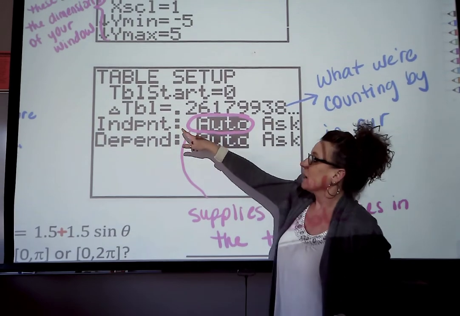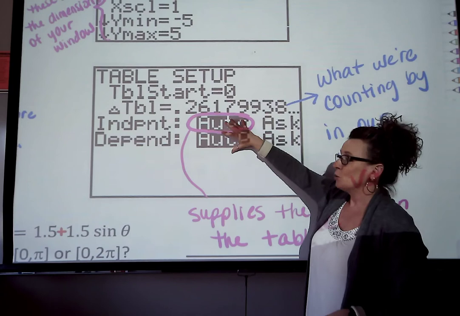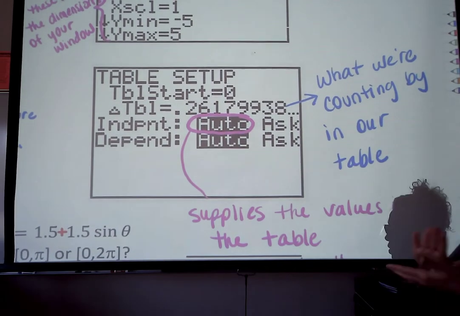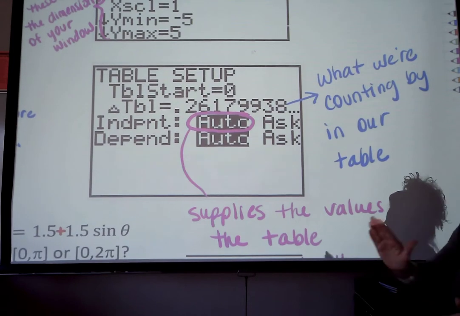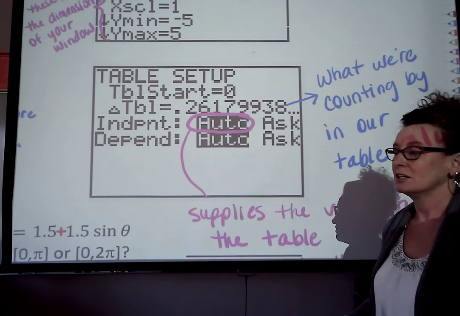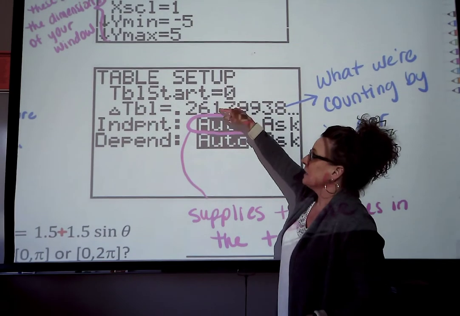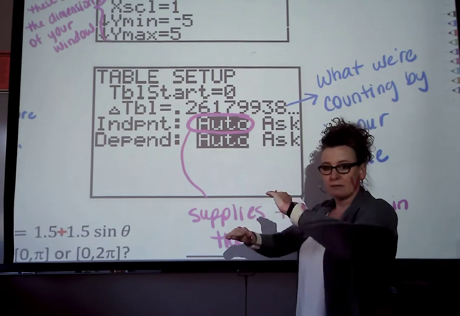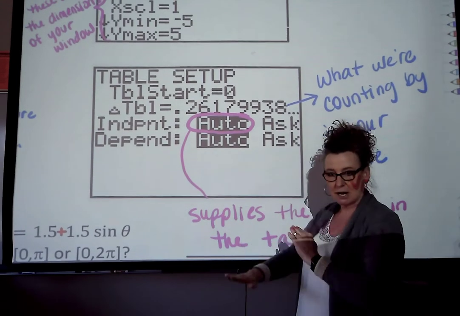And then independent and dependent, you want to put these on auto. What this does, it automatically supplies all the values in your table. They're just going to appear there. They're going to start with 0, and each new line is going to be another pi over 12, and another pi over 12, and another pi over 12, and another pi over 12, and so on.